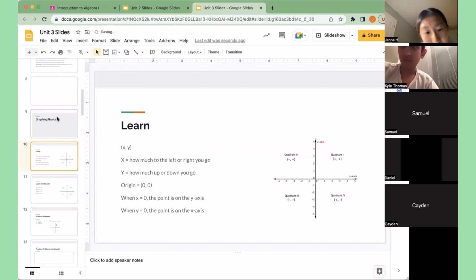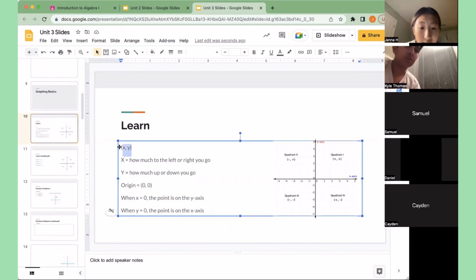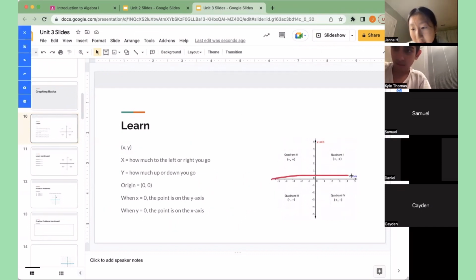Okay, now we're going to get into graphing. As I said, this is how coordinates are written. It's in the format parentheses x comma y and then close parentheses. X again is how much left or right you go. This is the x-axis. Y is how much up or down you go. This is the y-axis. And the origin is where they intersect, which is in the middle.